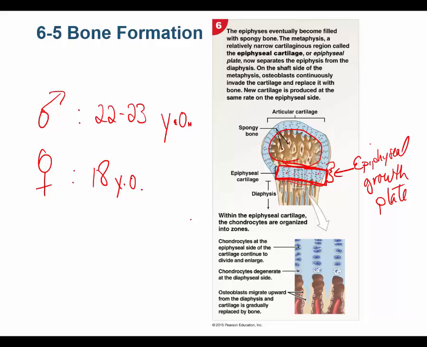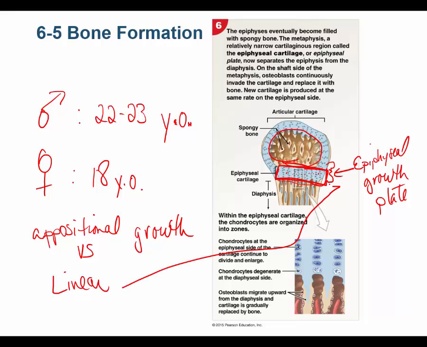Now, could their bones grow thicker? Absolutely. That's called appositional growth. Bones growing thicker is called appositional growth. Bones growing taller is called linear growth. You can only grow linear if you have this epiphyseal growth plate. As soon as you ossify that epiphyseal growth plate, you are done growing tall.